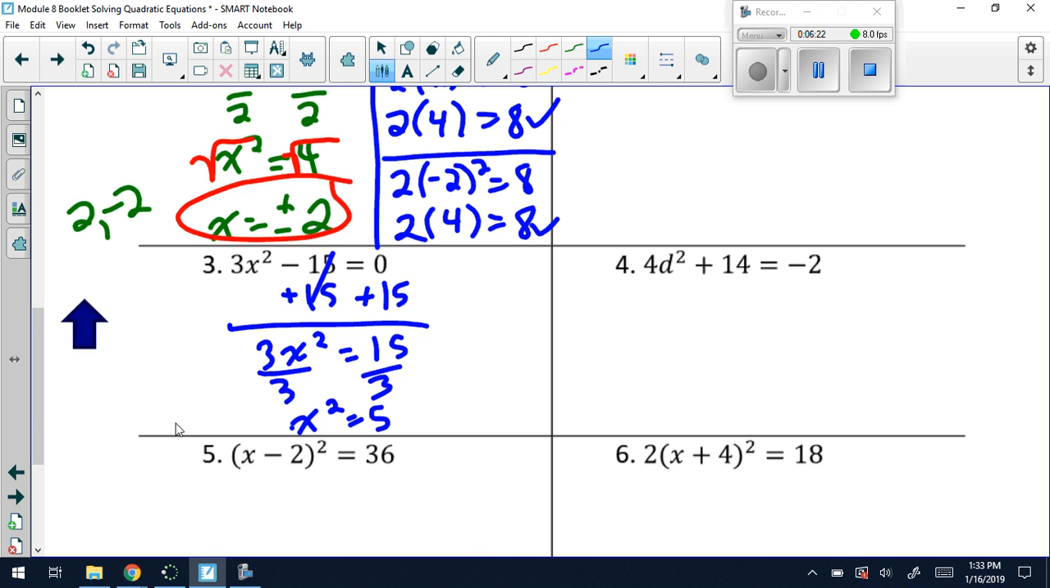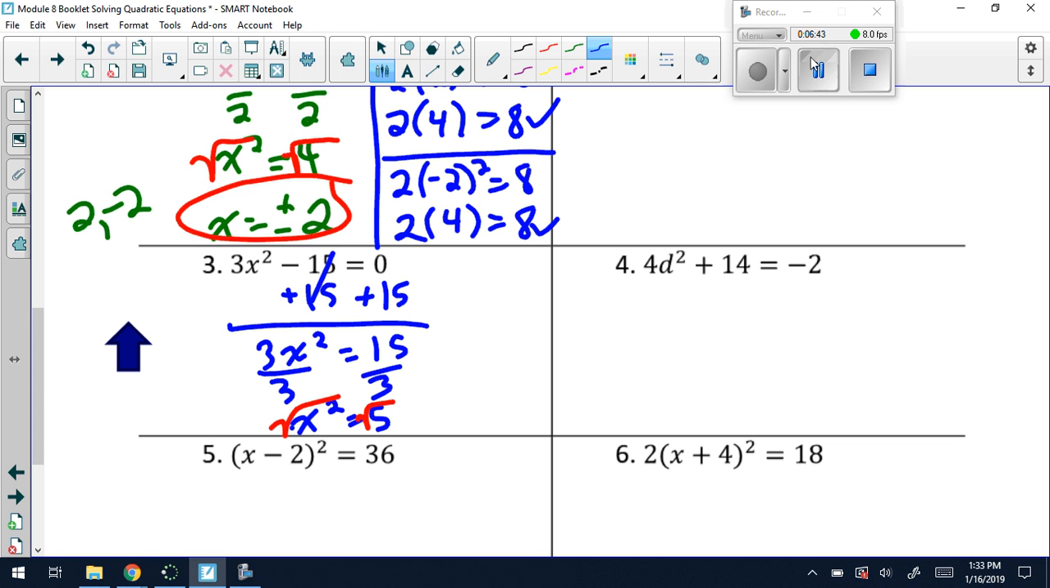Now that I have my x squared isolated, so my x squared is by itself, on the other side I just have numbers. If I have variables over here, there's a problem. So x squared is by itself, and on the other side is just numbers. To undo a square, I square root. Squaring and square rooting are inverses of one another. So I'm going to square root both sides.